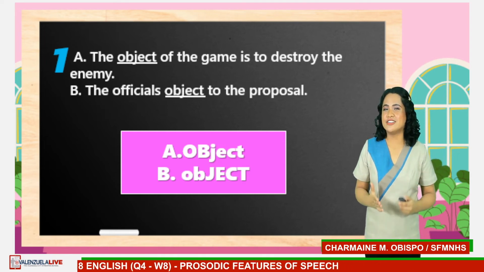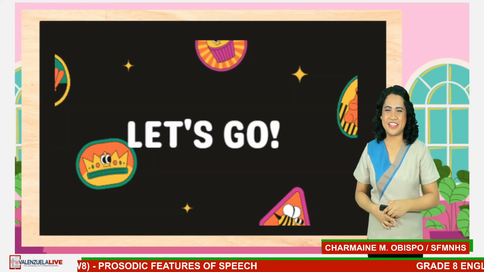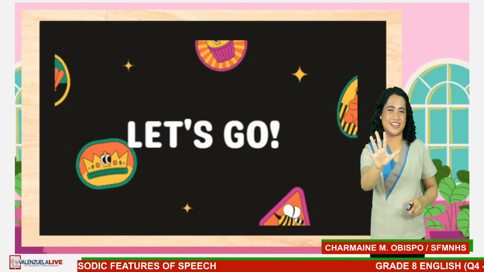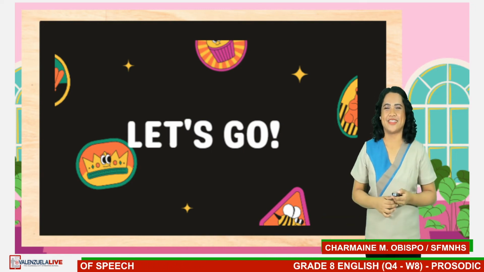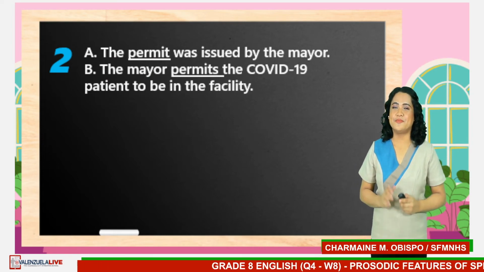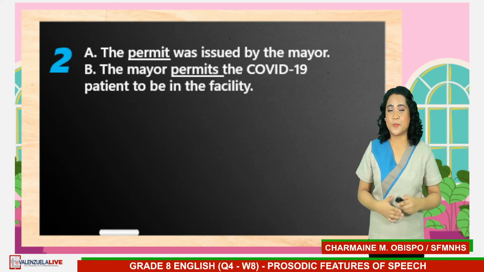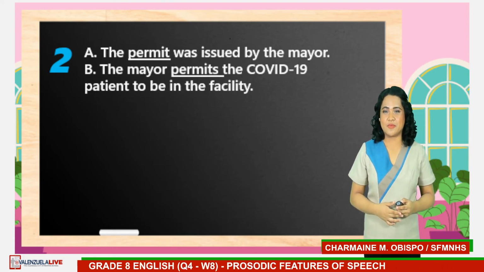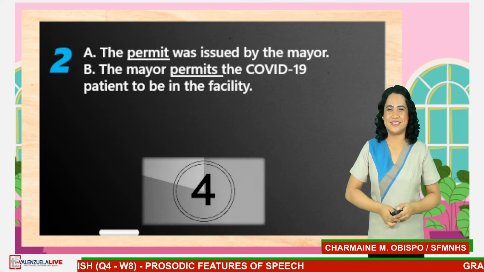Now type your answers just like what you see on the screen. Are you ready now? You have 5 seconds to type your answers in each item. So let's go. Number two. A. The permit was issued by the mayor. B. The mayor permits the COVID-19 patient to be in the facility. You have 5 seconds.